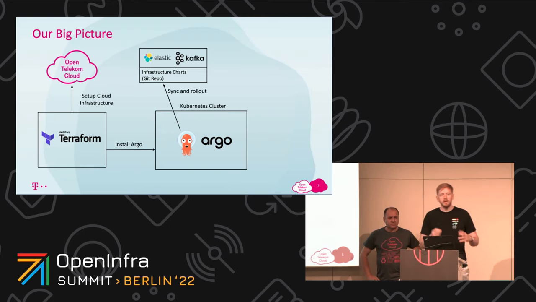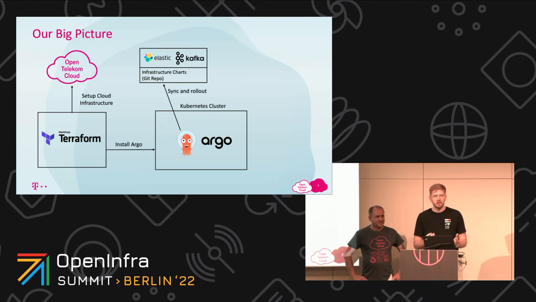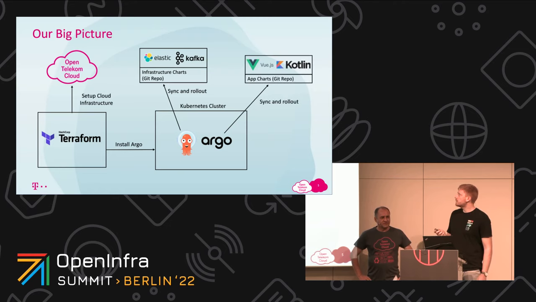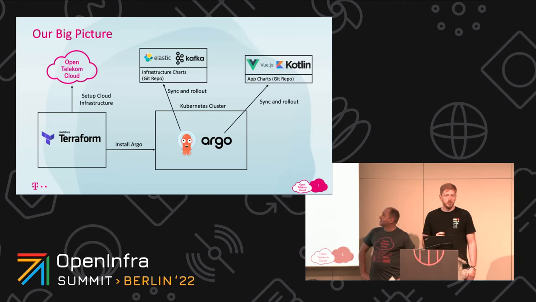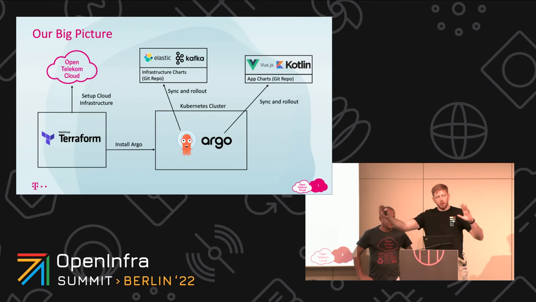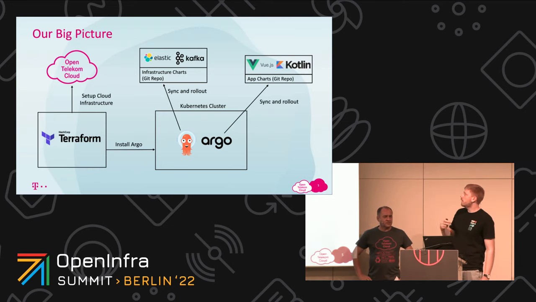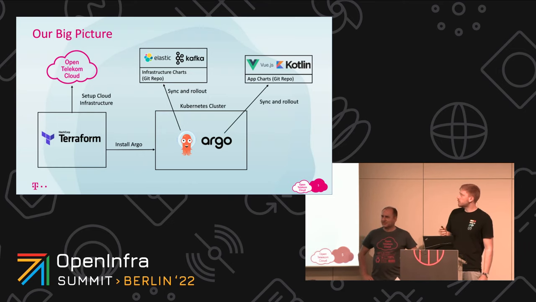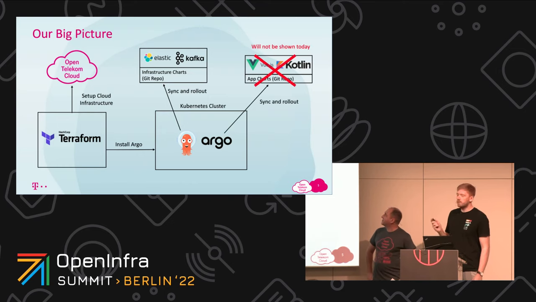OK, but then you are like, okay, what about my Vue.js applications or my Kotlin application or my Python? How do I handle these things? It's also pretty simple. We have a different repository according to the teams. Maybe you have more repositories, and we call it every time the app charts repository. That means our business services are inside, Vue.js, Kotlin, everything like that. Because we only have half an hour today, we will not cover this part. We will focus on the infrastructure stuff.